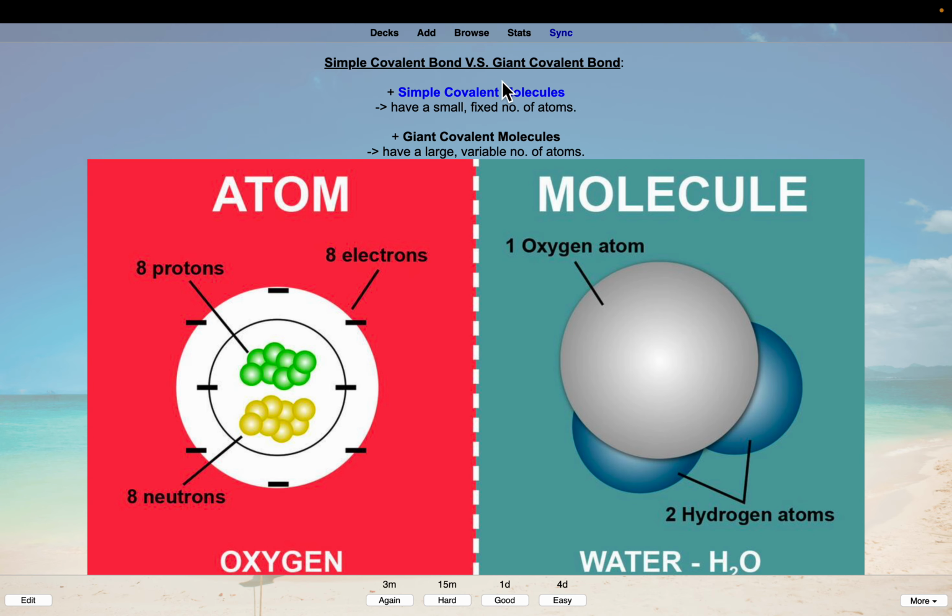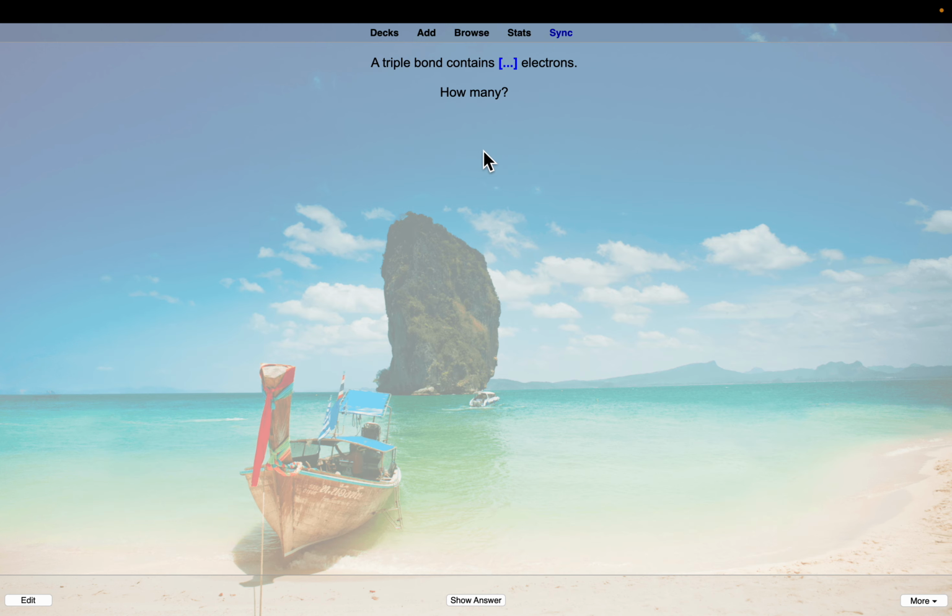Simple covalent molecules have a small fixed number of atoms. For giant covalent molecules, from the adjective giant, they have a large and variable number of atoms. So small and fixed go together, large and variable come together as well.